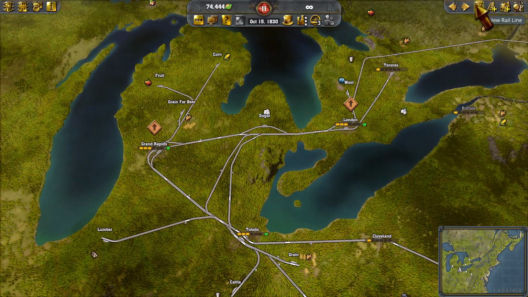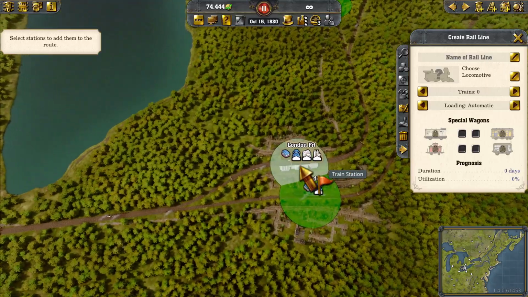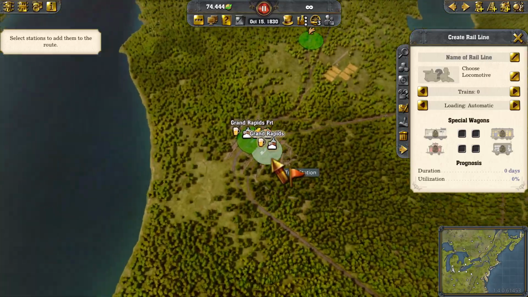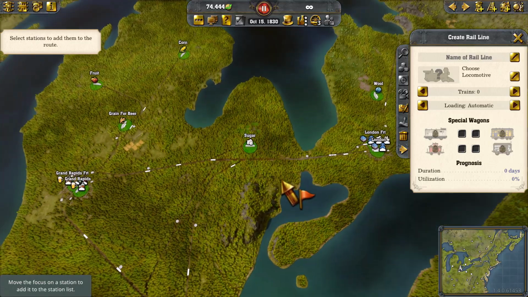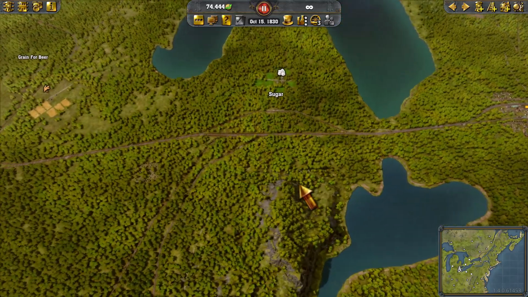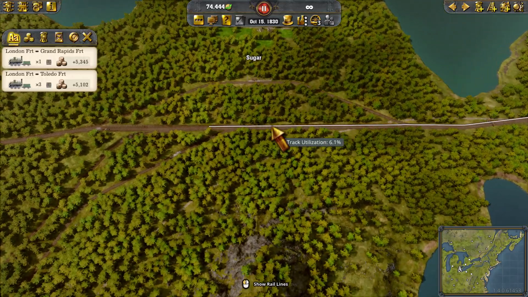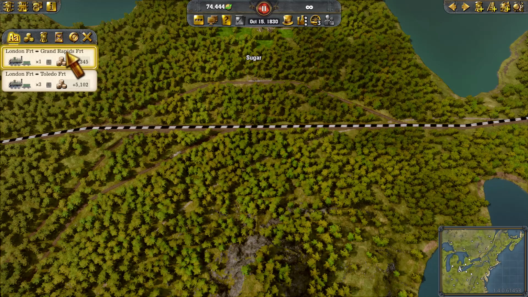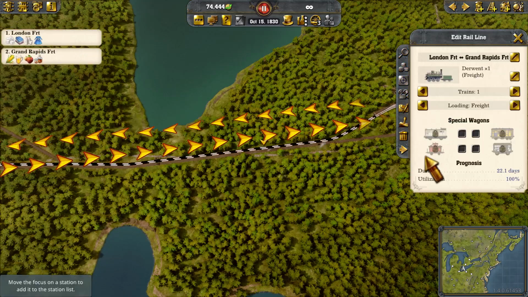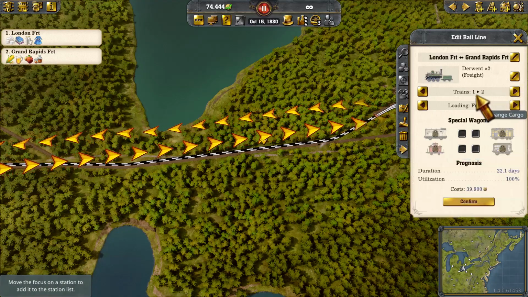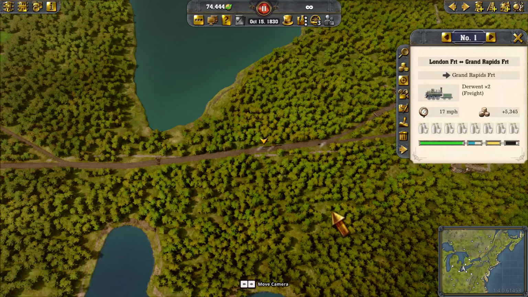London to Grand Rapids, we've got 4 coming out of here, and we've got 4 coming out of here. So we would need something like a 13 frequency on that line. And London freight to Grand Rapids freight, a 14 frequency, 14 times 2 is 28. That would work and go.